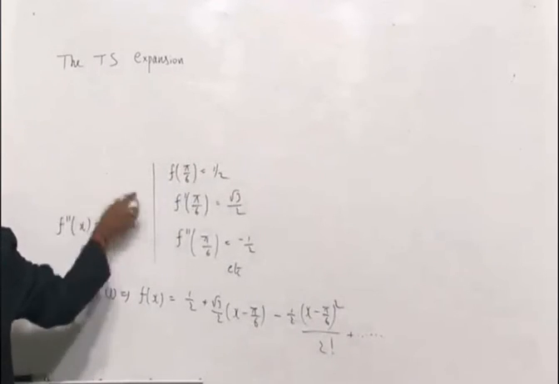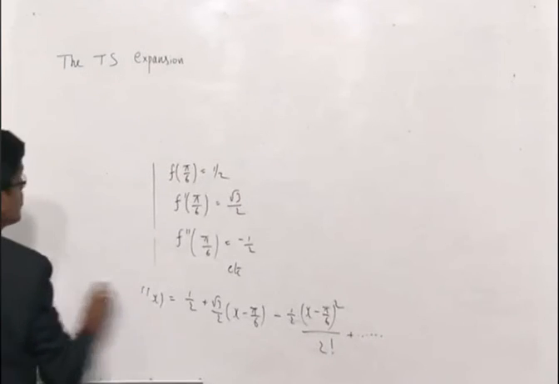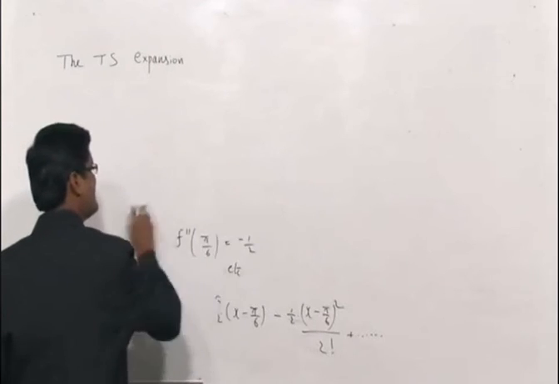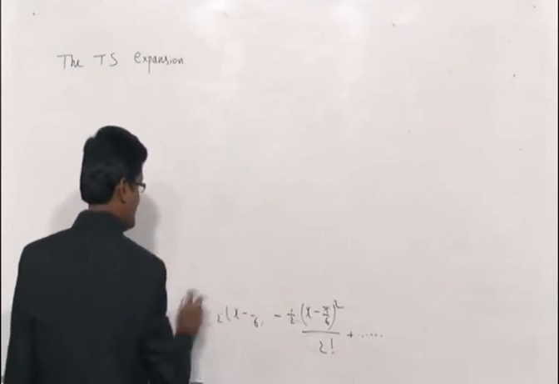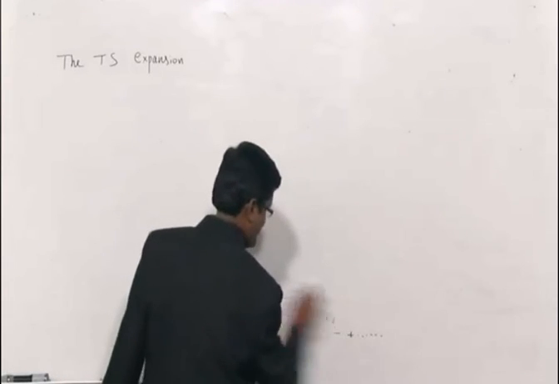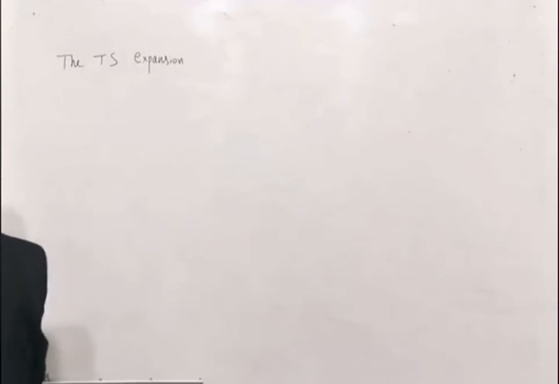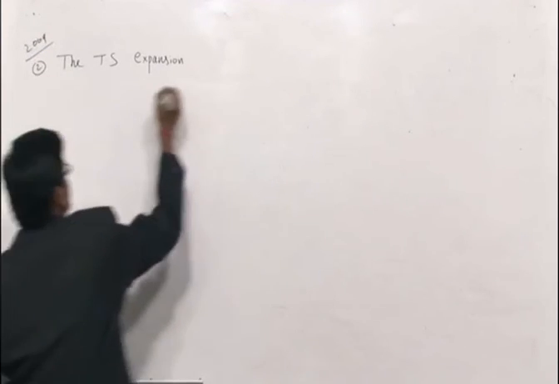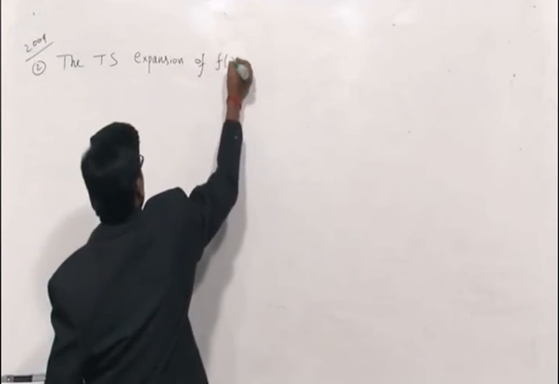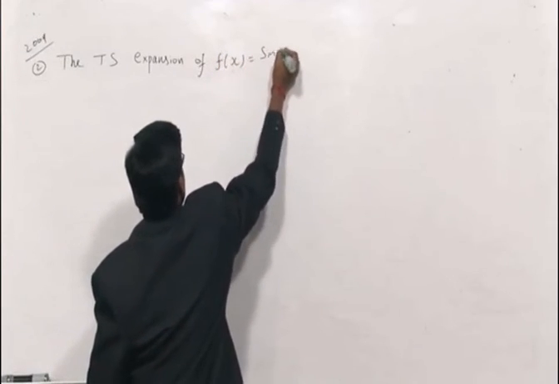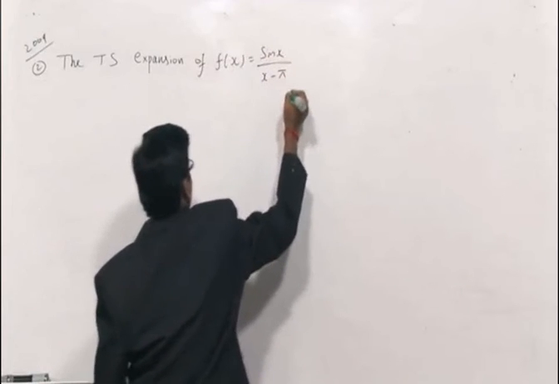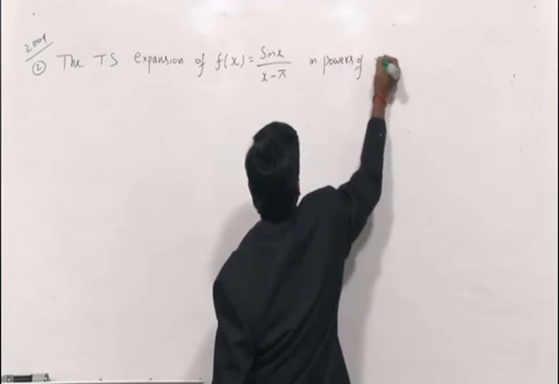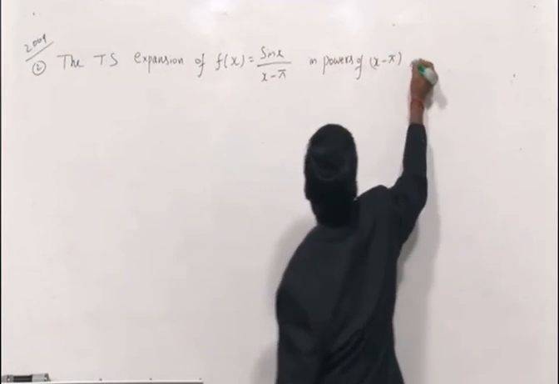So I am going to show one more problem without this method, that means without finding the derivatives one by one. Okay. This was given in 2009. The TS expansion of f(x) is equal to sin x by (x minus pi) in powers of x minus pi is dash.